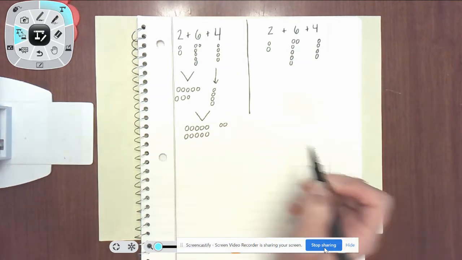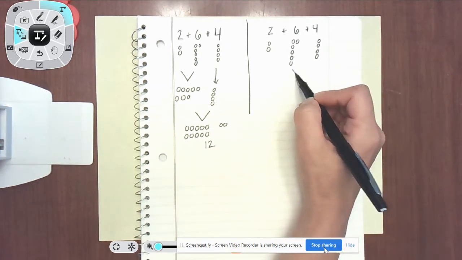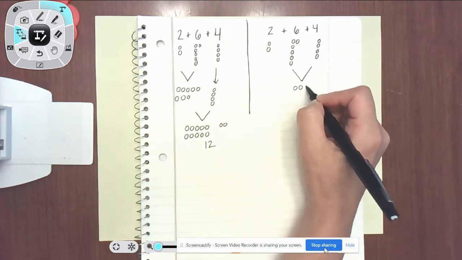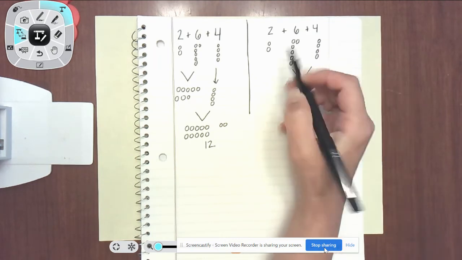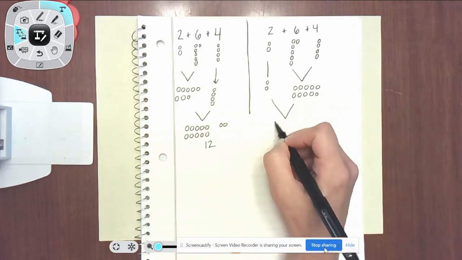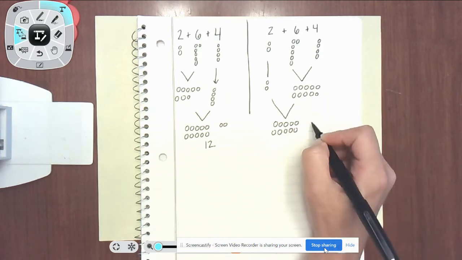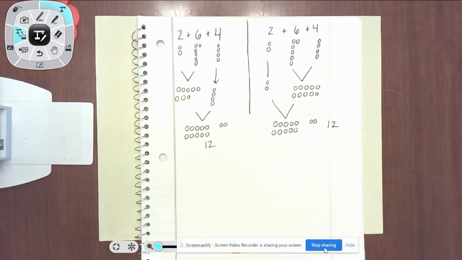They would still have 12 for their answer, versus if they had gone ahead and used the friendly combination of 10 and then bringing in their 2 to combine those, they would still get the same answer of 12. So some students will still need manipulatives as they start to gain trust of moving through these.